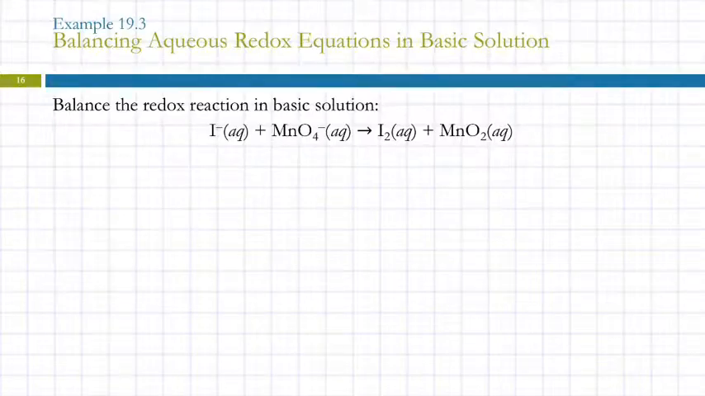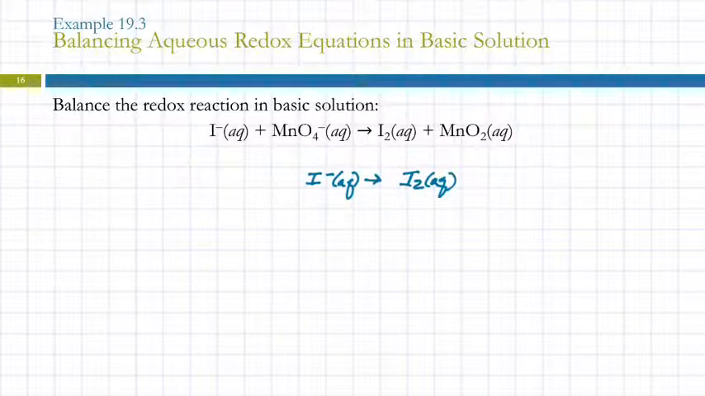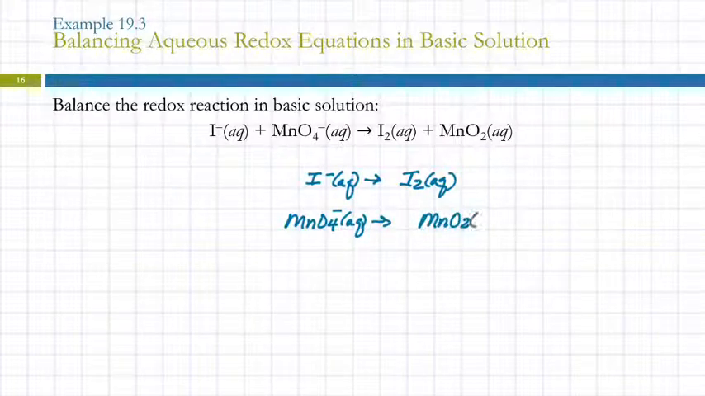So let's do some examples. So this one, iodide and permanganate in basic solution. So we're following that same pattern. We're going to make 2 half reactions. So let's make the I minus going to I2. And then the permanganate going to the MnO2.